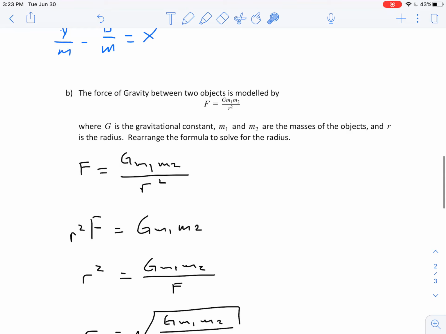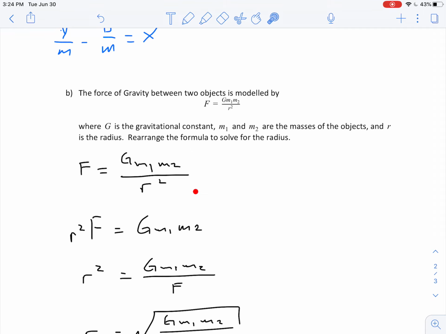Last example, the force of gravity between two objects is modeled by this equation here. F is equal to g m1 m2 divided by r squared, where g is the gravitational constant, m1 and m2 are the masses of the objects, and r is the radius. Rearrange the formula to solve for the radius. So I'm looking for r, just singular r. So my equation here, first thing I've got to do, it's being divided by r squared.